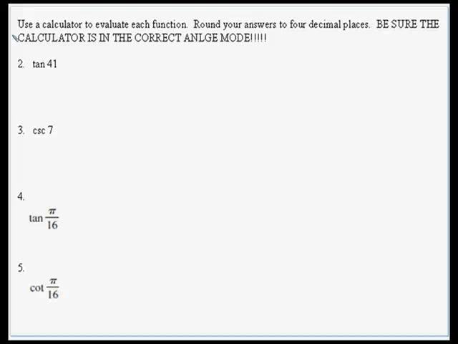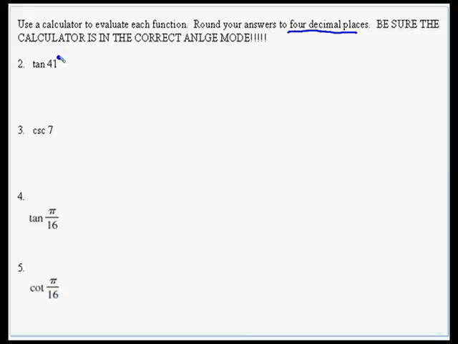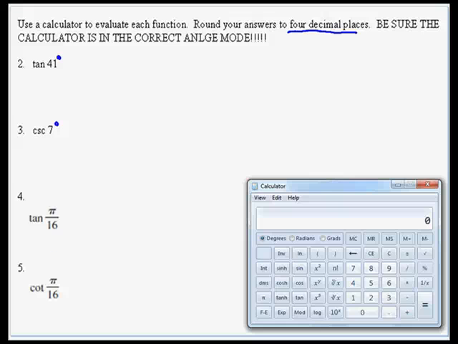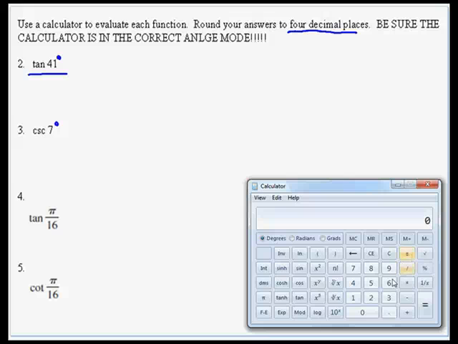Here, 2 through 5, it says use a calculator to evaluate each function. Round your answer to 4 decimal places. Be sure the calculator is in the correct angle mode. I forgot to pencil it in here, but those are degrees. And we see our radians below are in terms of pi. So let's see, we want the tan of 41. That should be easy enough. 41, hit the tan key. 0.8692, we'll round that 2 up because this number is higher than 5. So 0.8693.